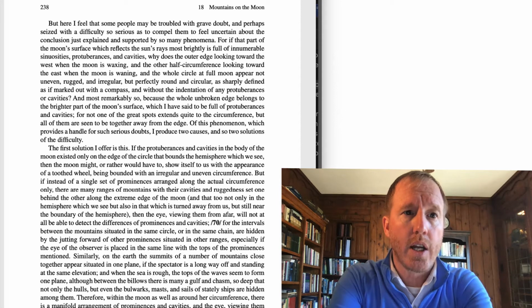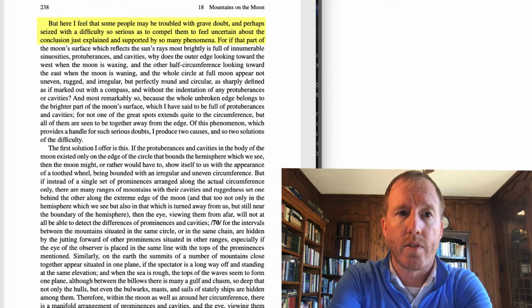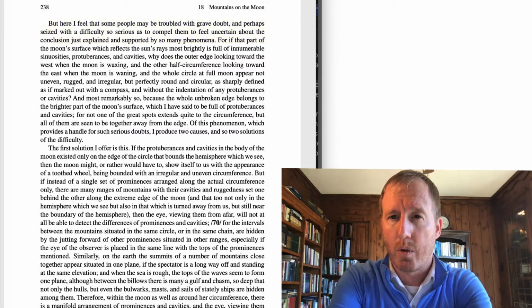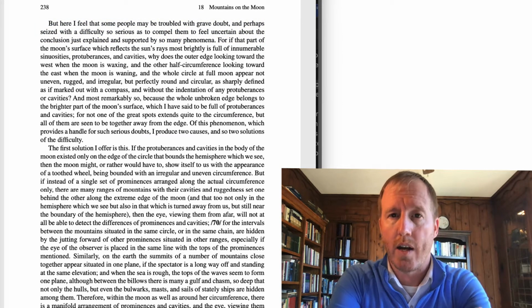He says, here I feel that some people may be troubled with grave doubt and perhaps seized with a difficulty so serious as to compel them to feel uncertain about the conclusion just explained and supported by so many phenomena. So in other words, he's been talking about how there are these mountains and valleys on the moon, but there's a problem, and he's going to mention that.